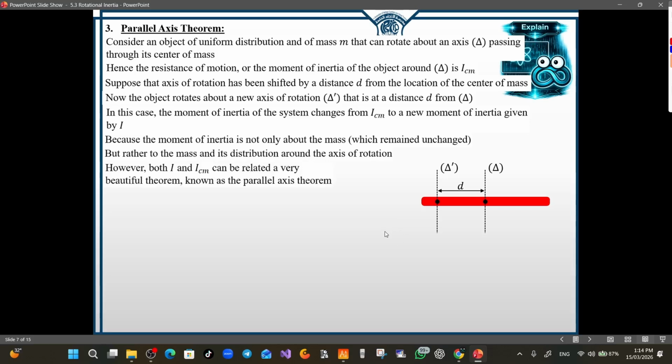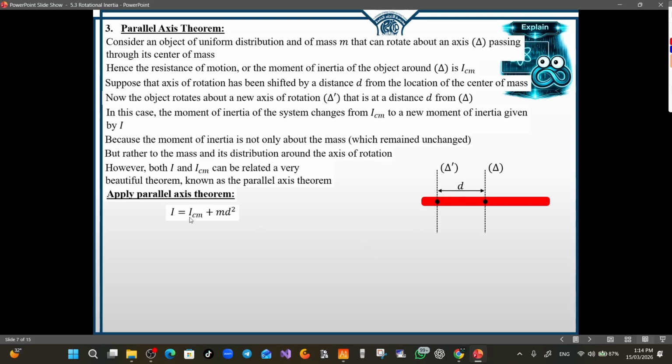However, both I and I center of mass can be related by using a very beautiful theorem known as the parallel axis theorem. And let's apply the parallel axis theorem now. The new moment of inertia will be given by the moment of inertia around the center of mass plus m times d squared. So plus the mass of the object times the distance between the old axis of rotation and the new axis of rotation.